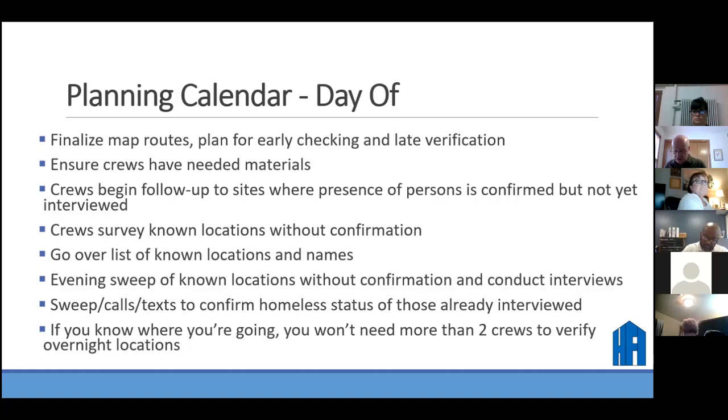You want your crews, whoever's going out that night, to make sure they've got flashlights, clipboards, pens, probably mosquito repellent. This will be when you double check with law enforcement if you're going to involve law enforcement. And you'd be going over those sites again, the sites where you're expecting people to be.